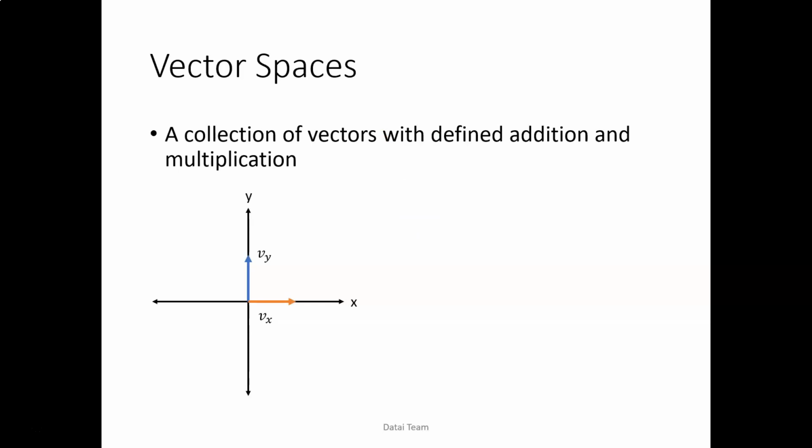And now we can continue with vector spaces. This is a very important part of linear algebra. Vector spaces are a collection of vectors that define addition and multiplication. For example, we have the vector space R2, which has vectors with x and y values as any real numbers. For example, we have vy here and vx here, and those are basis vectors we will learn soon.